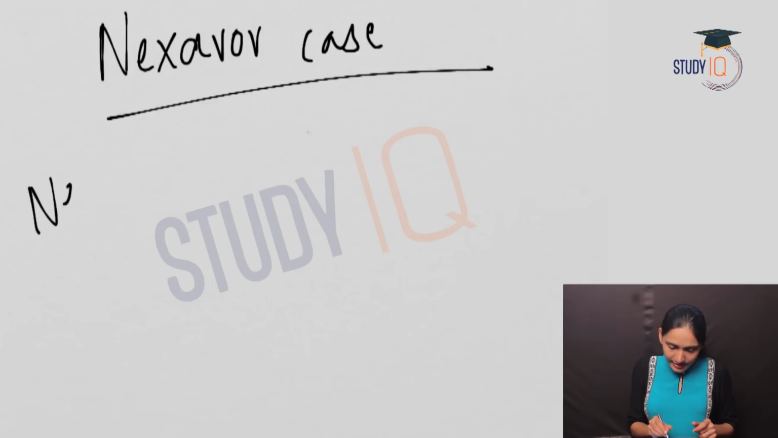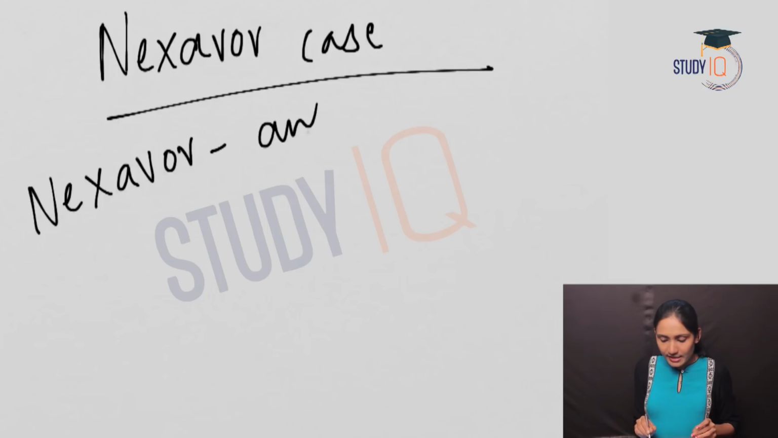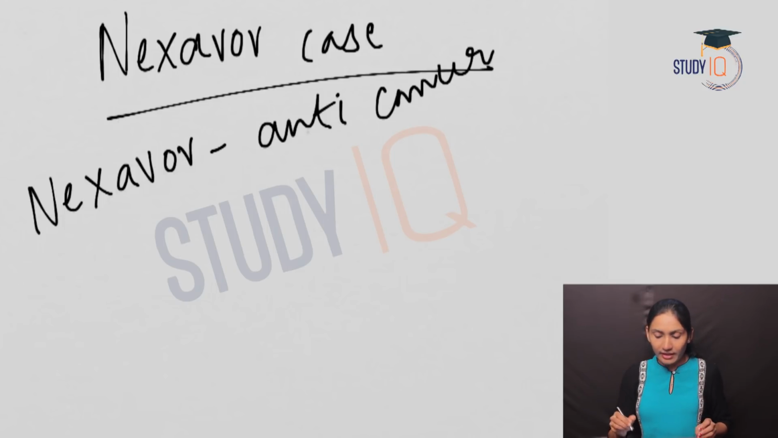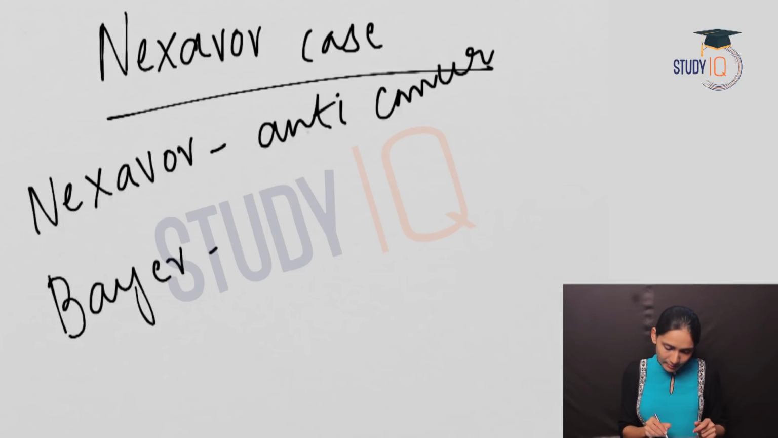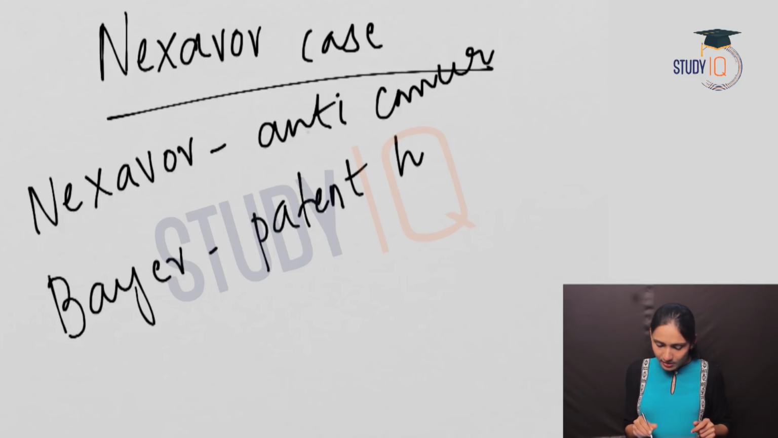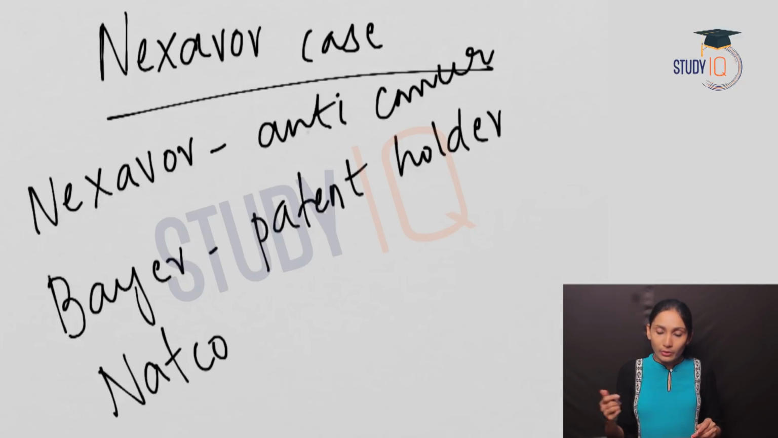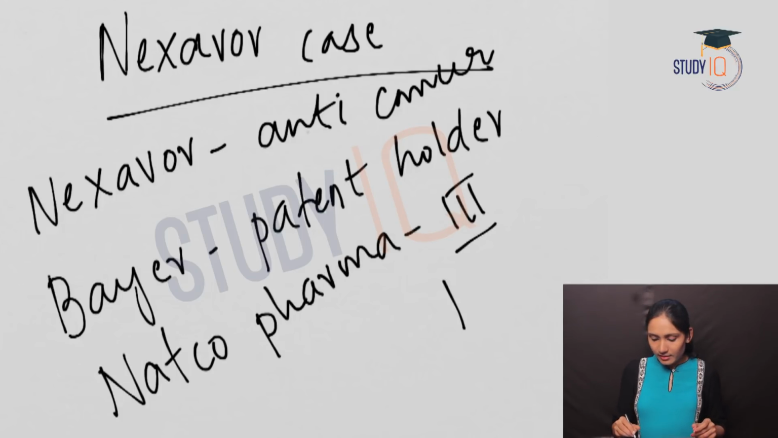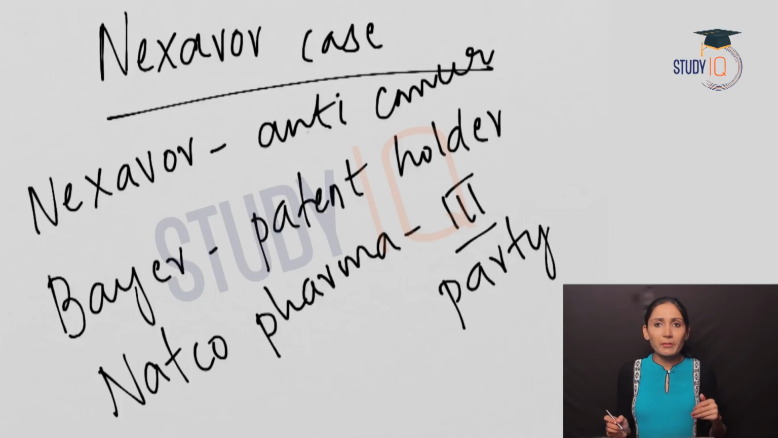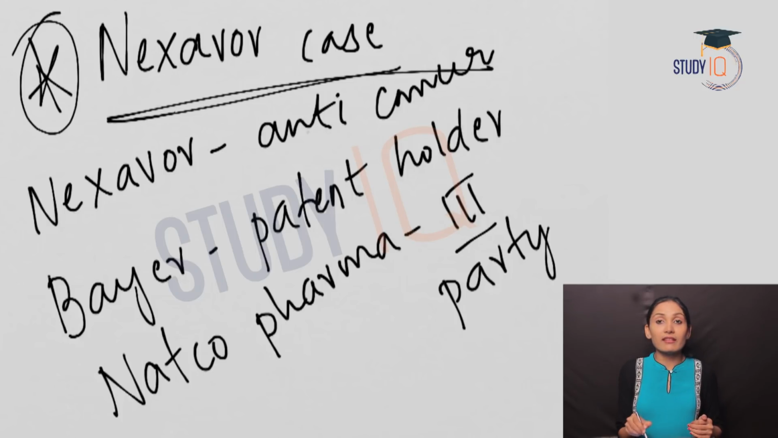So here Nexavar was the anti-cancer drug which was a patented product. The patent holder was Bayer, and the government has asked Bayer, the patent holder, to transfer it to Natco Pharma, which is the third party. This became a huge controversy in the intellectual property rights, and this is very, very important. You should remember this Nexavar case.